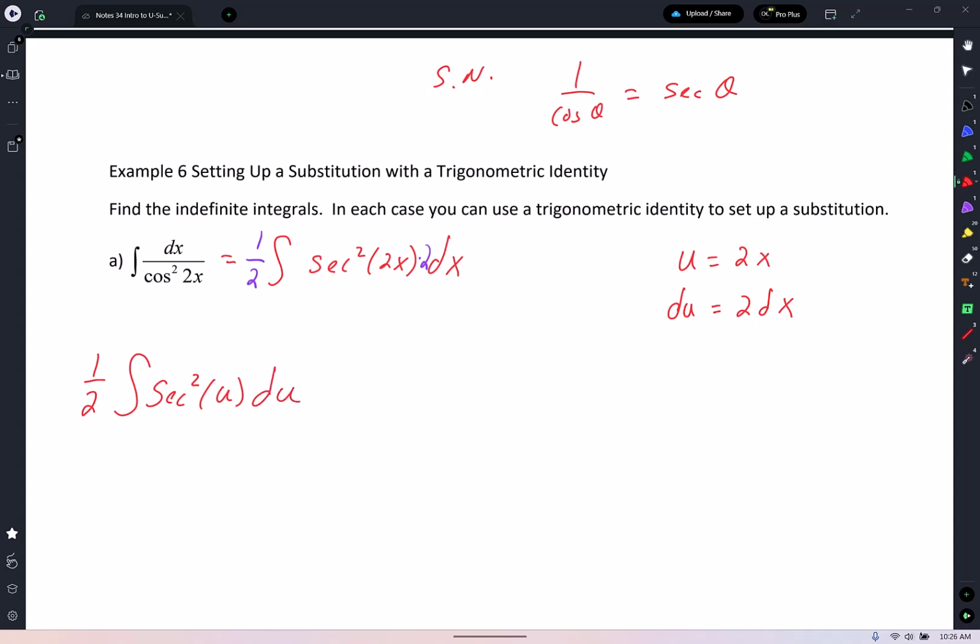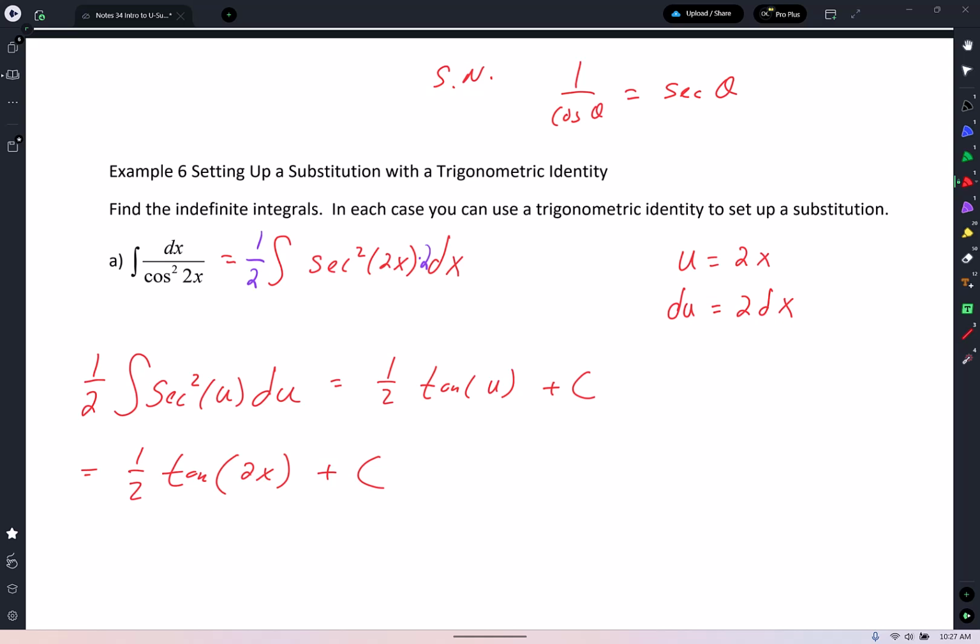What's the antiderivative of secant squared? Starts with the letter T. Tan. The derivative of tan is secant squared. 1/2 tan u plus c. And I know there's a handful of you guys probably saying, I don't need u substitution for this one. And you're right. If you can see it, go ahead. 1/2 tan of 2x plus c. How do you check if you're right? Take the derivative and see if you get secant squared 2x. And you do.